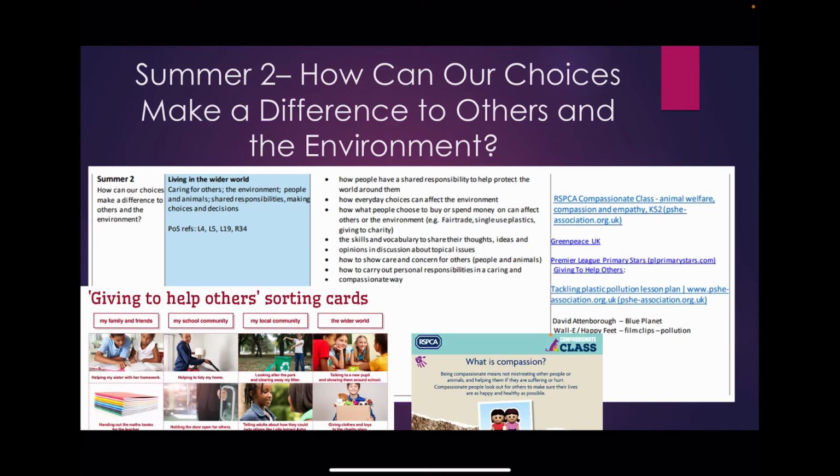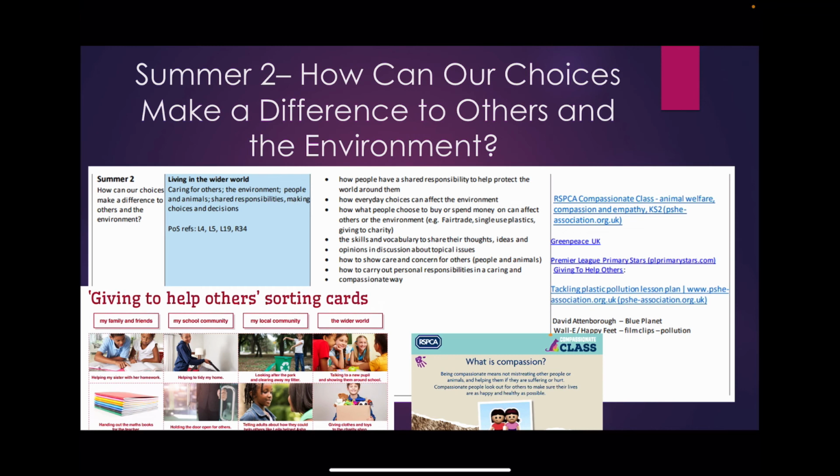In Summer 2, our key question is how can our choices make a difference to others and the environment? This unit links with our geography topic of rivers, where we look at water pollution and environmental changes, and also with our science unit as we have a look at living things and their habitats and how their environments might be destroyed by our actions.